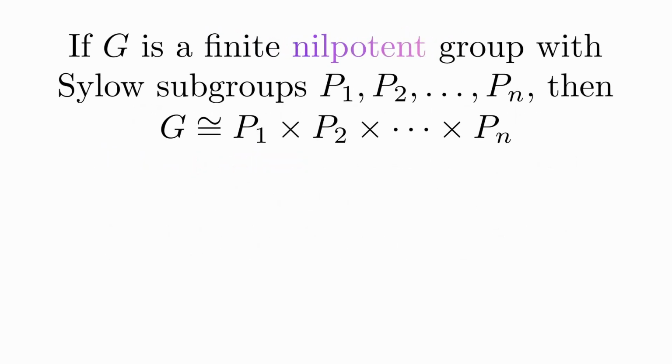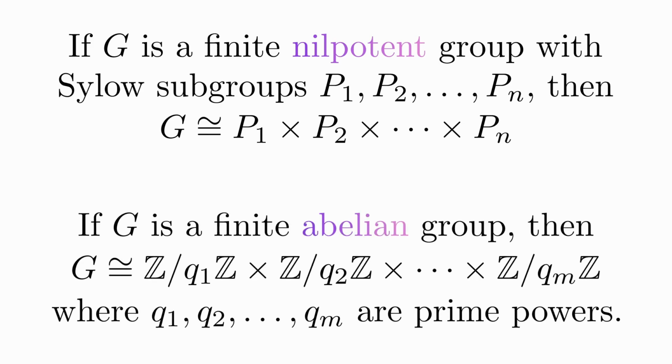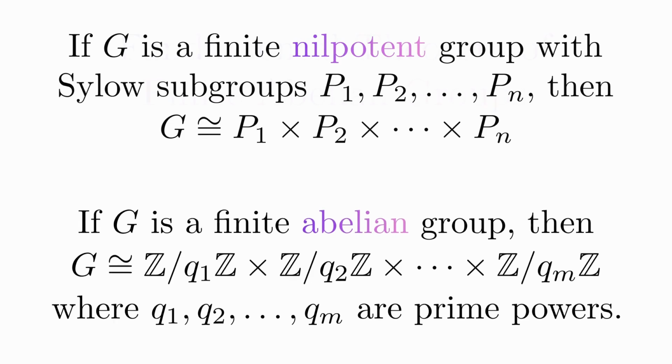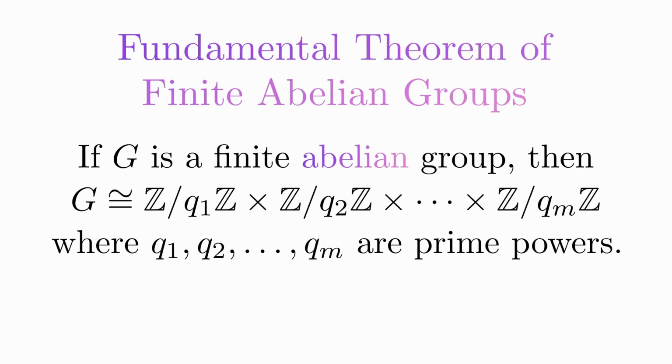If I have a nilpotent group and have all of its Sylow subgroups, then the group is isomorphic to the direct product of its Sylow subgroups. For abelian groups, we can make an even stronger statement, as here the group is always isomorphic to some direct product of the integers modulo some prime power. This is known as the fundamental theorem of finite abelian groups.